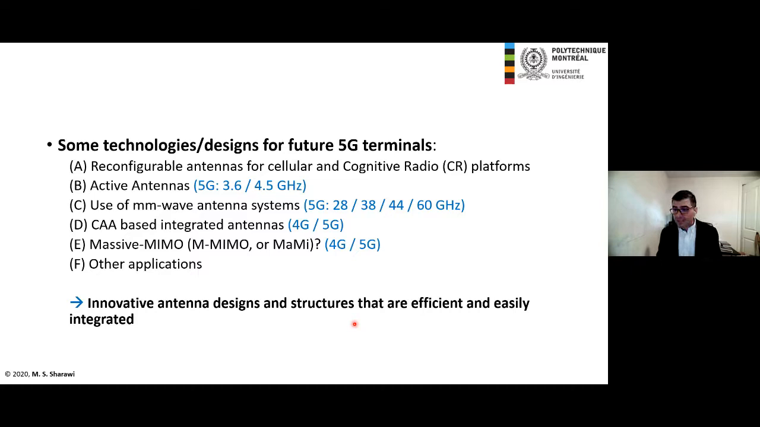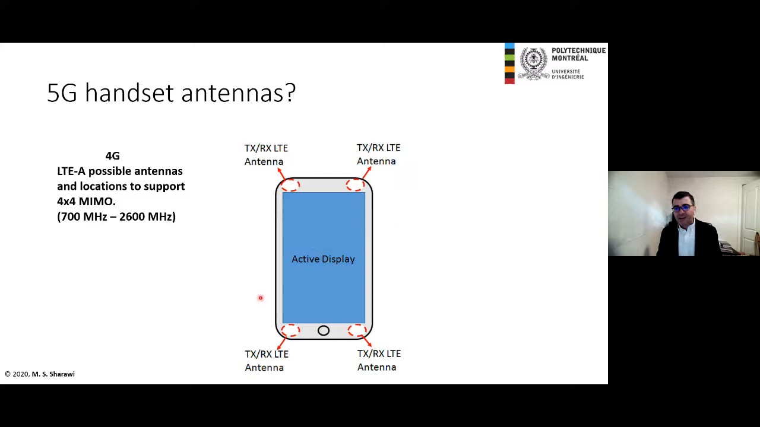This is a pictorial view of a generic mobile handset. And as you can see here, in 4G we were focusing on the two edges, the top and the bottom, where we put two or four LTE advanced base antenna systems that can cover from 700 to 2600 megahertz.